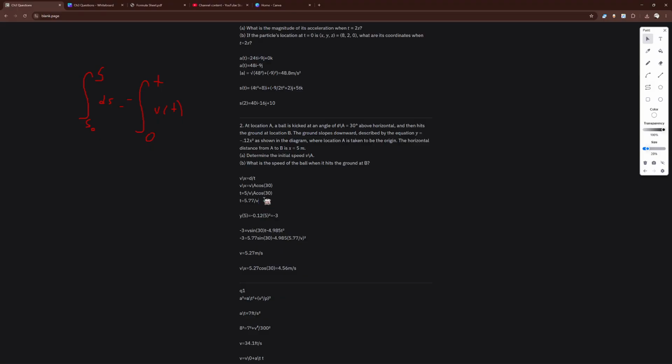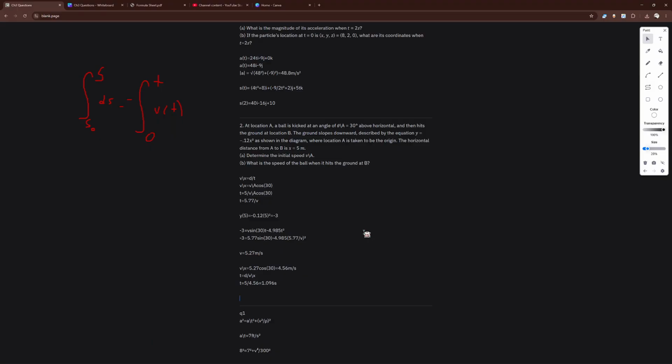Specifically with Vx, by the way. This is like after simplification. So we have T is equal to D over Vx. So T is equal to 5, which is this, over 4.56, which gives us a time of 1.096 seconds, right?